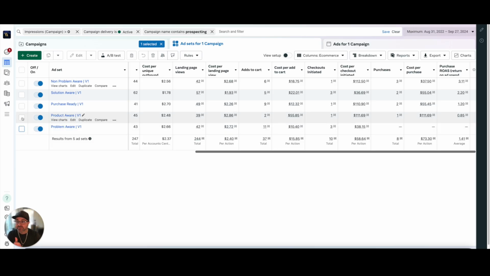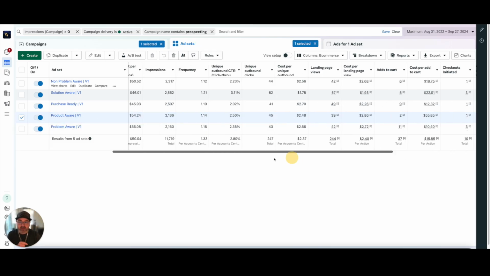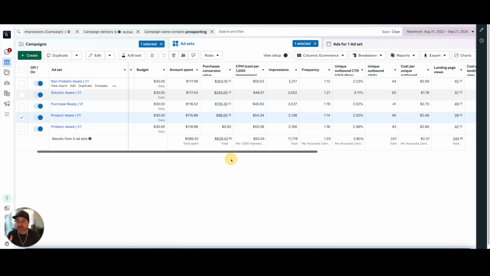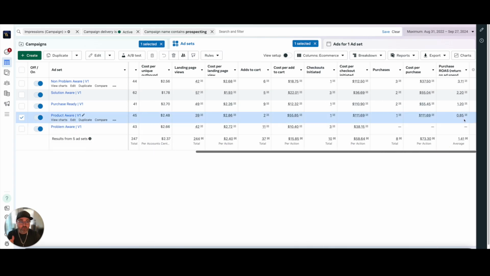So now moving up to the next ad set, you see that we have spent $115 right here. It only has a 0.85 ROAS, return on ad spend. So the numbers aren't looking great so far, but it technically hasn't spent 3 times our CPA yet. So we're still going to wait until the end of tomorrow to turn it off.